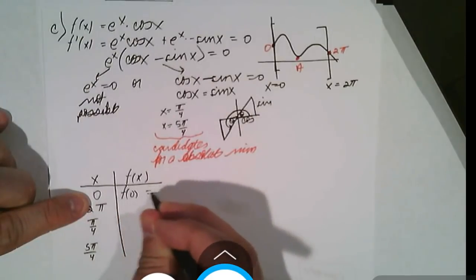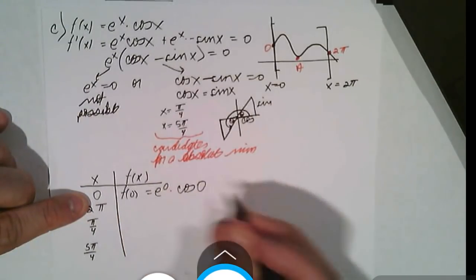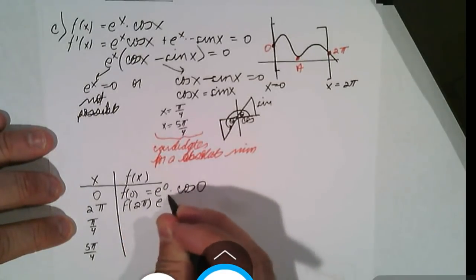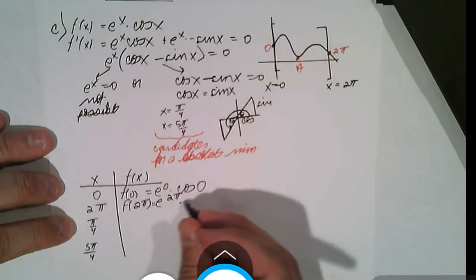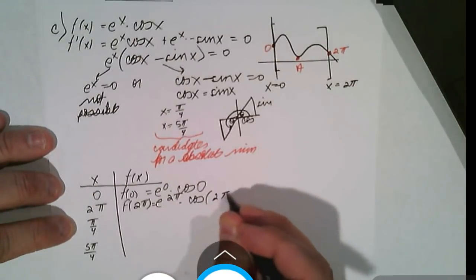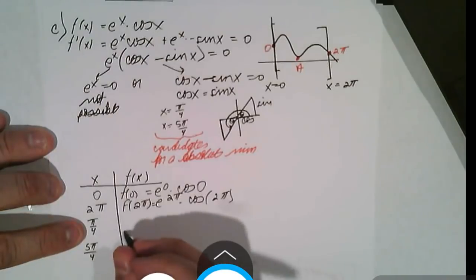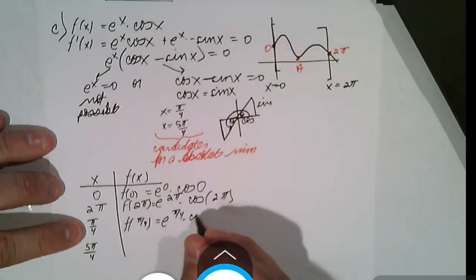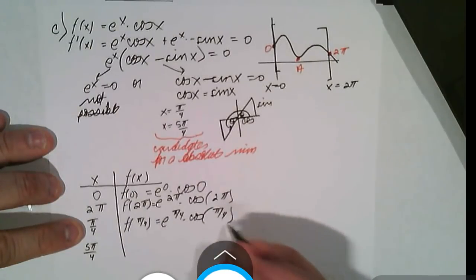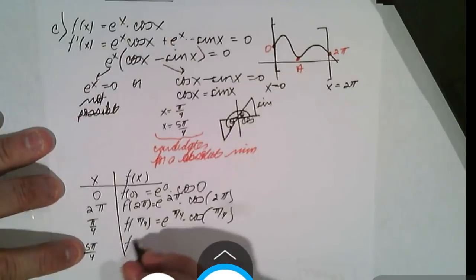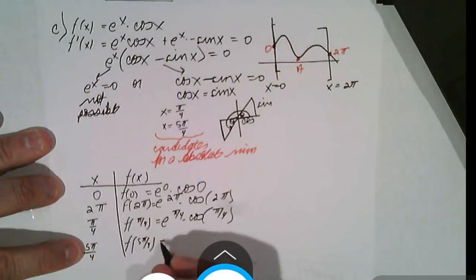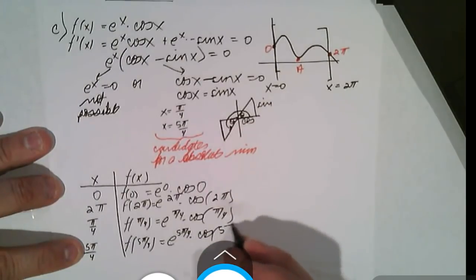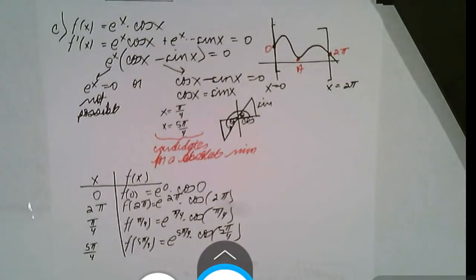f of 0 is e to the 0 times the cosine of 0. f of 2 pi is e to the 2 pi times the cosine of 2 pi. f of pi over 4 is e to the pi over 4 times cosine of pi over 4. And f of 5 pi over 4 is e to the 5 pi over 4 times the cosine of 5 pi over 4.